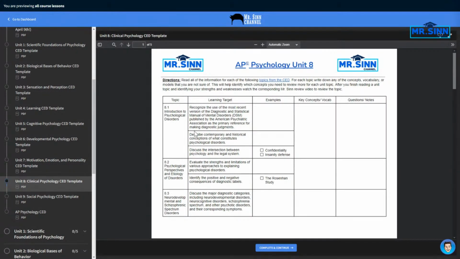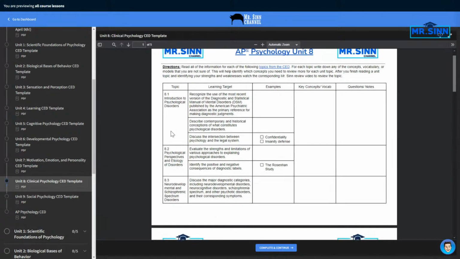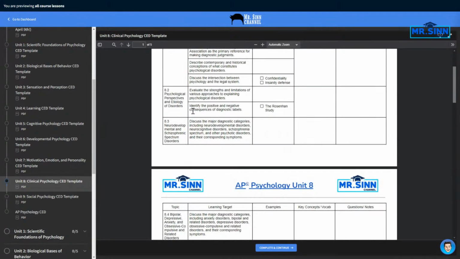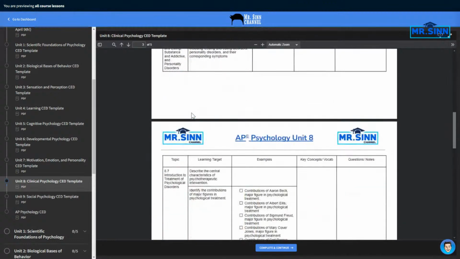So we can see we have a variety of different things. We have our introduction to psychological disorders. We're going to have a lot of different disorders in this unit, so a little bit of a bigger unit.